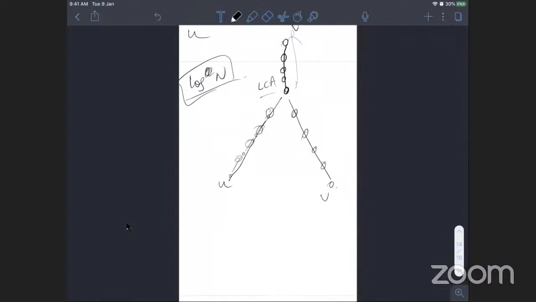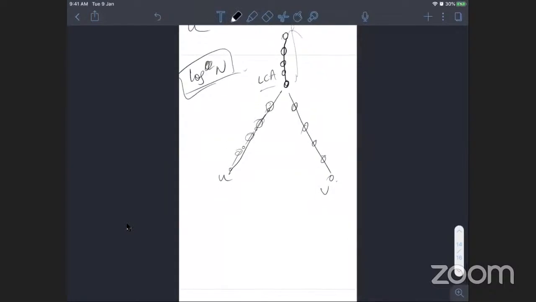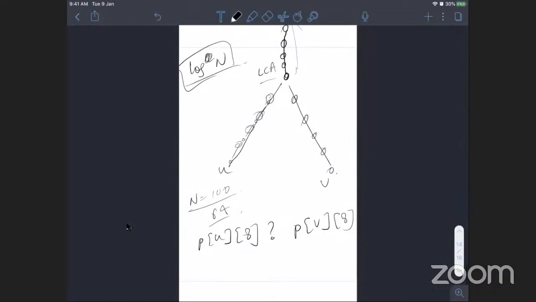Now, the idea is to take a very big power of 2, the highest power of 2 that you can take. So let's say n is 100. Then what's the highest power of 2 below it? 64 is the highest power of 2, just below it, which is 2 to the power 6. So you'll say, does PU6 match with PV6 or not? That's the question that you'll ask. If it matches, then we climb that much up.